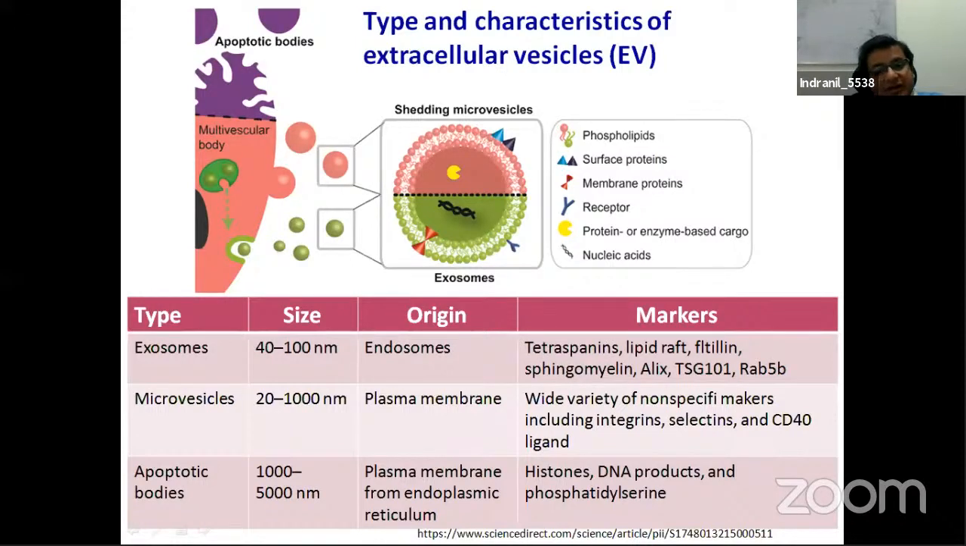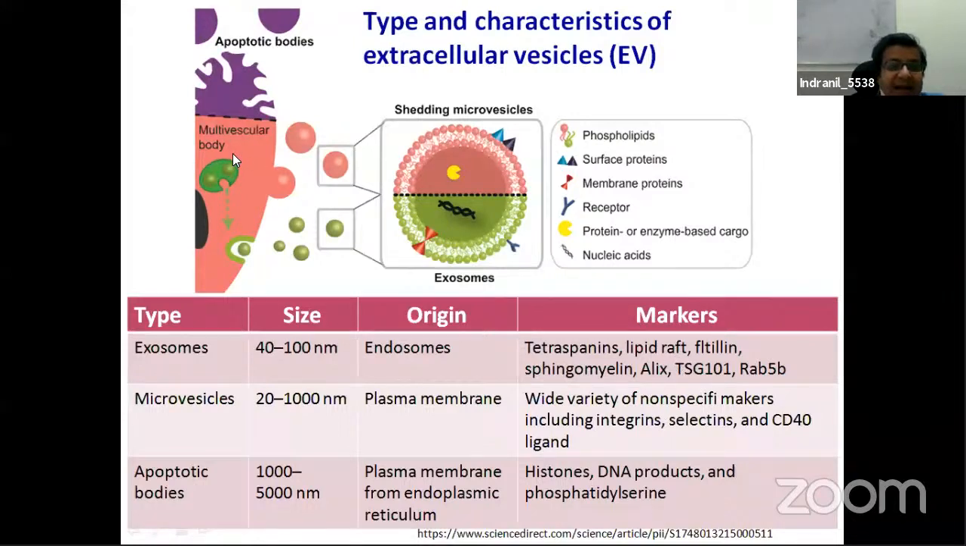If you look into the literature nowadays, you'll find that exosomes have been a point of interest for various kinds of research, especially in cancer and cancer vaccines. And then there are microvesicles. These encompass a heterogeneous population of vesicles, which could range from 20 nanometers to 1000 nanometers in dimensions. And then there are apoptotic bodies, which are generally of a larger size, 1 micrometer to 5 micrometers. All these kinds of vesicles contain different kinds of bioactive molecules.